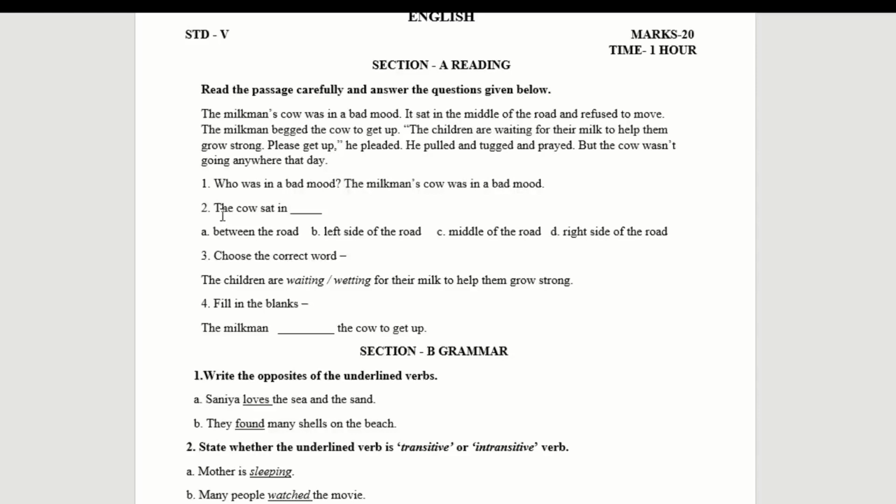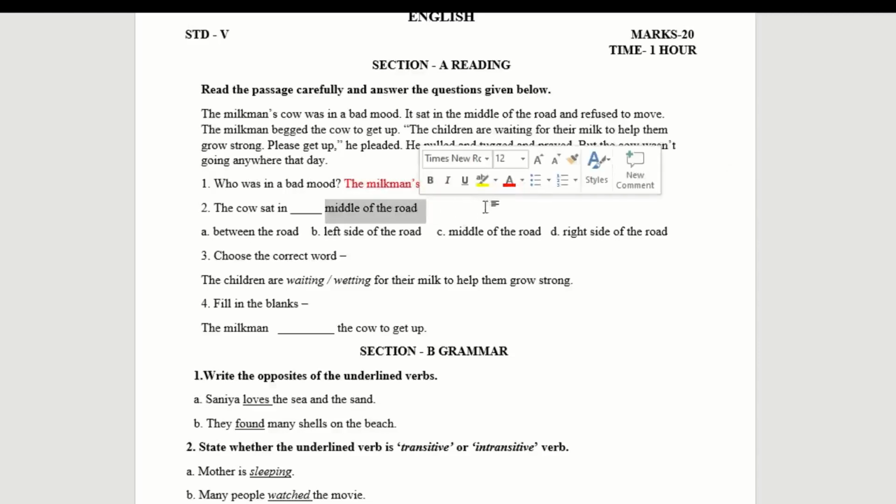Now, let's see the second question. The cow sat in dash. The options are already there, so no need of writing the sentence again in the answer sheet. You are supposed to choose the correct answer only. So the answer is middle of the road. You will be writing only this answer in your answer sheet. We can highlight it with red color to understand the answer.